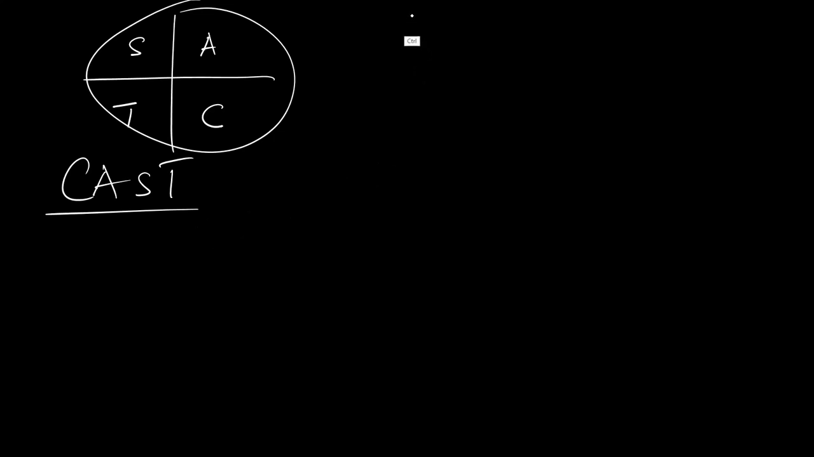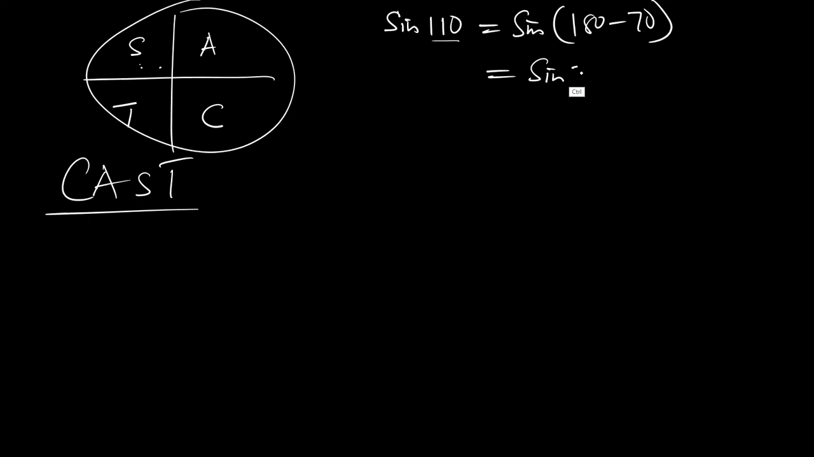Let's say for example you have sine 110. If you look at this, sine 110 is more than 90 but less than 180, so it falls on the second quadrant. So it will be sine 180 minus 70, and sine is positive here. So since sine is positive here, it will be sine 70.